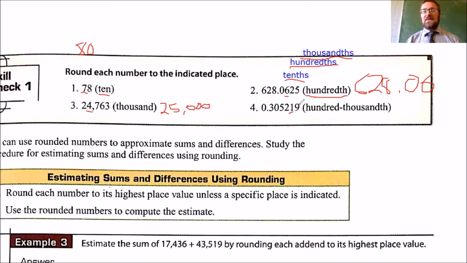So we look to the right of that. The 9 tells us to go up or stay where we're at. It tells us to go up. So the answer here for this one is 0.30522. So that is 30,522 millionths. No, 100,000ths. I'm sorry, it's not millionths. It'd be 100,000ths. All right.